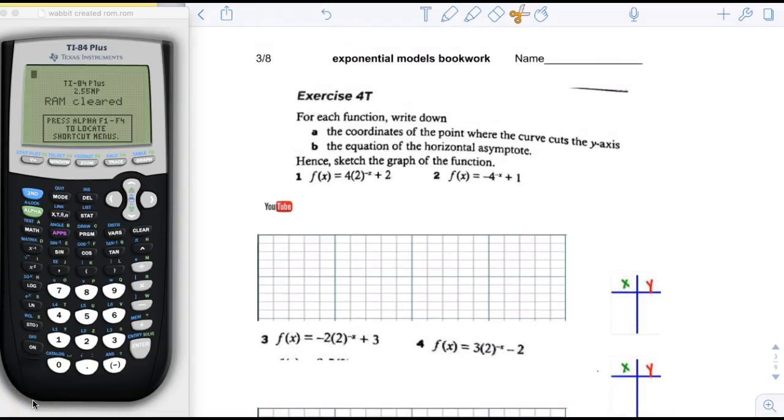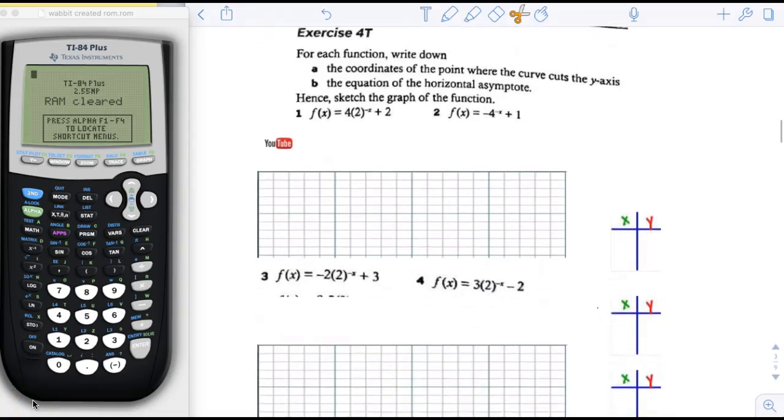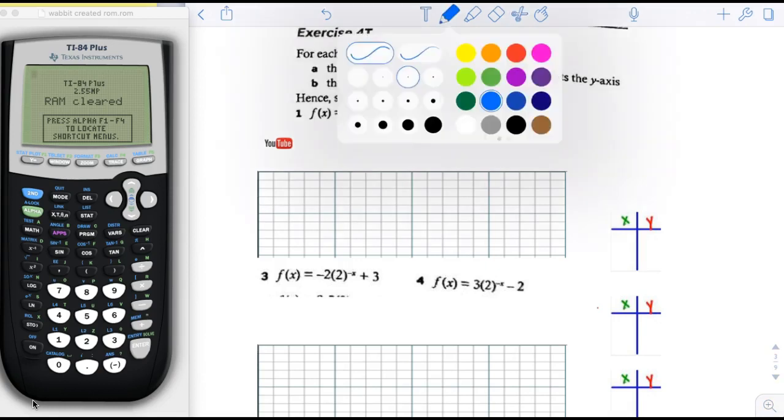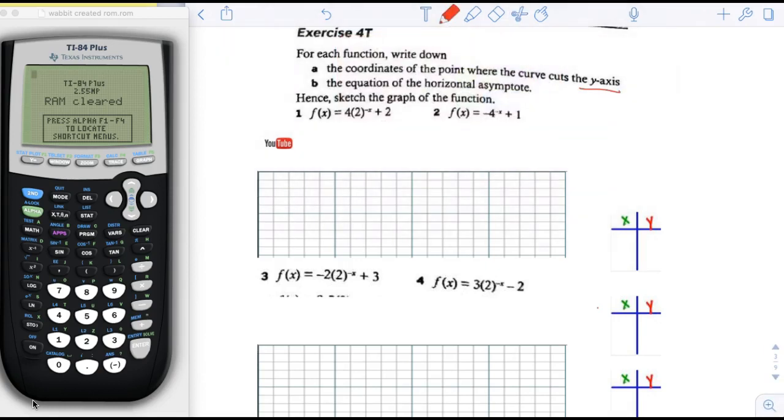Page 3 of Exponentials for Math Studies. For each function, write down the coordinates of the point where the curve cuts the y-axis, in other words, the y-intercept, and the equation of the horizontal asymptote. So that means something that looks like y equals a number. Hence, sketch the graph of the function.